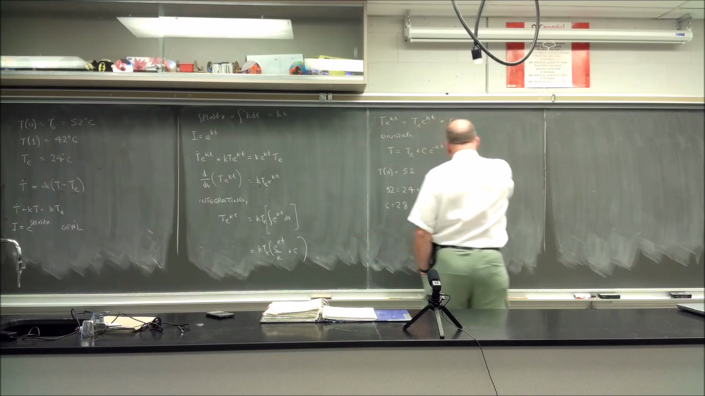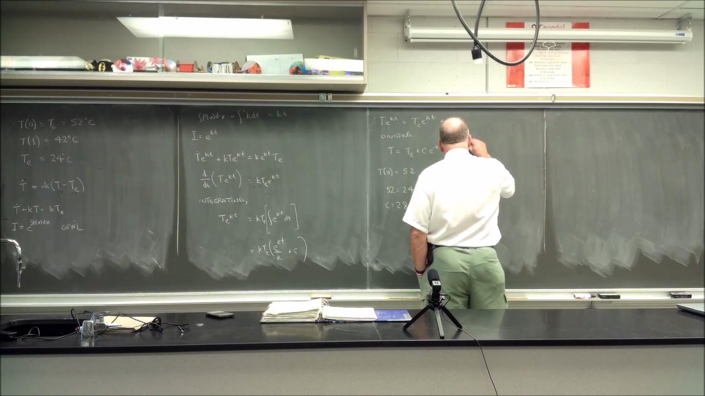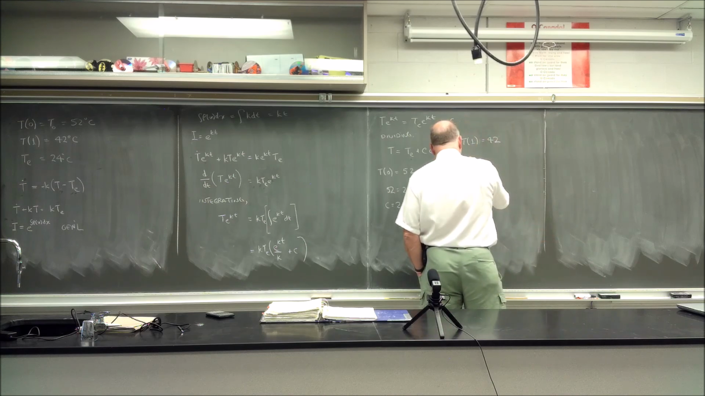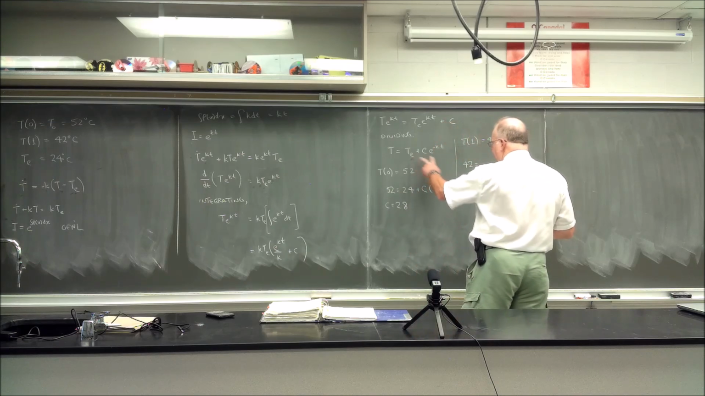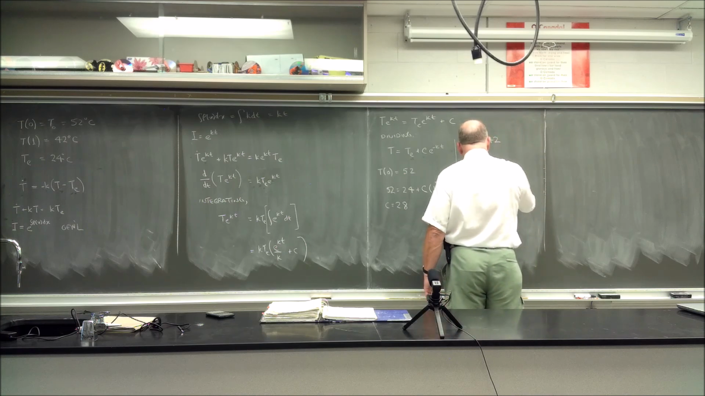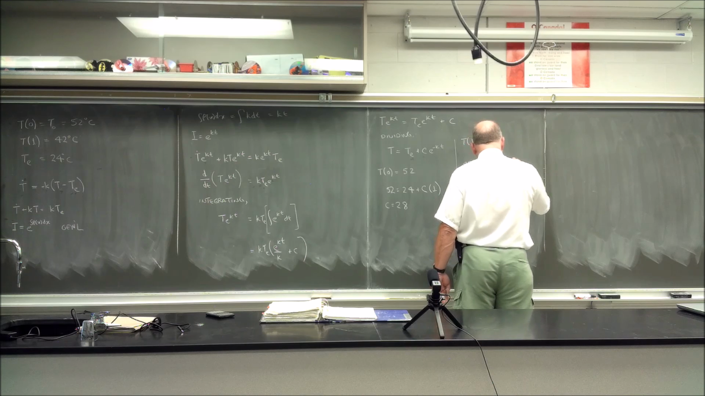Now, the other half, of course, is T of 1 equals 42. And so that means then that 42 is equal to, and we're basing everything on this equation yet again, so 24 plus 28 times e to the minus k.